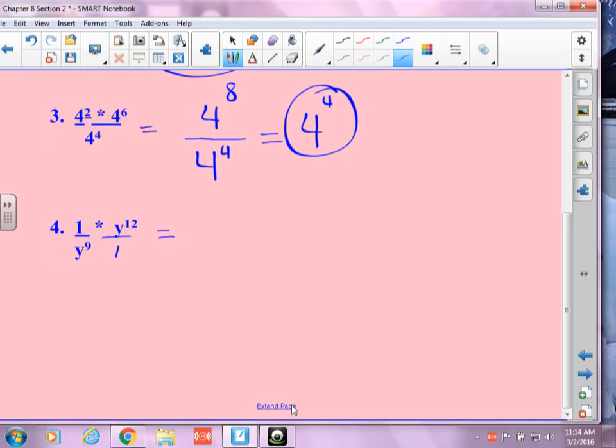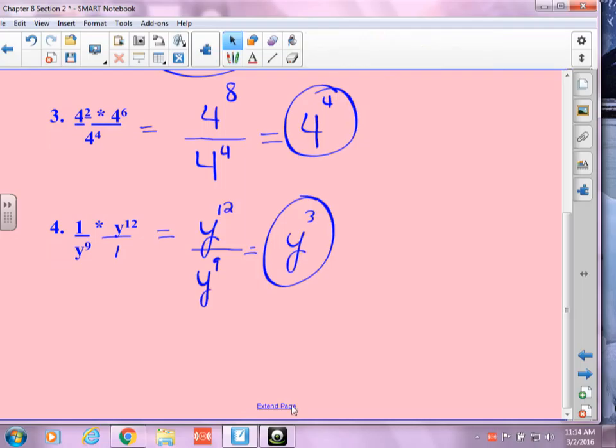1 times y to the 12th is? Good. Y to the 9th times 1 gives me? Then you subtract and you get y to the? So you need that work. Bring it together and then subtract. Questions? So I make sure I have my work out while I'm doing it so I know exactly what to do.